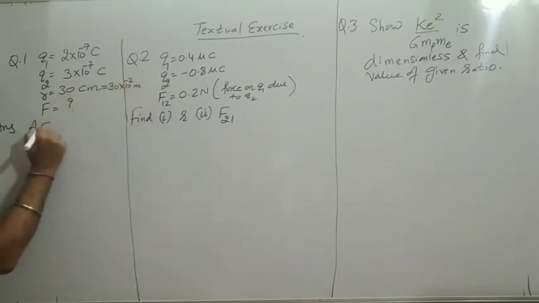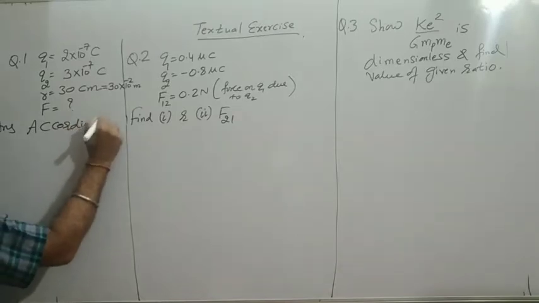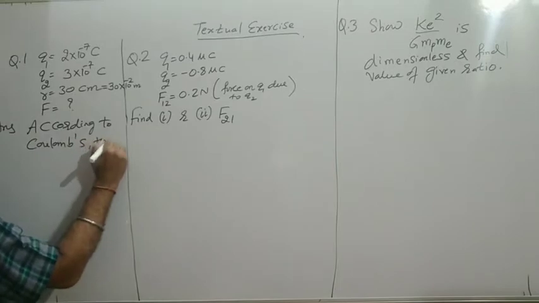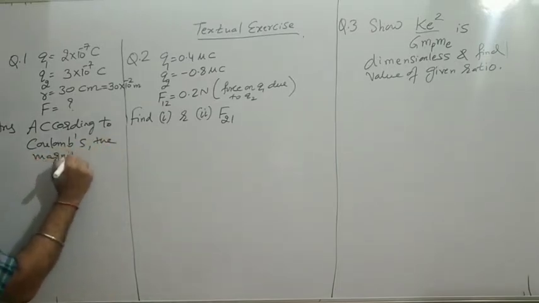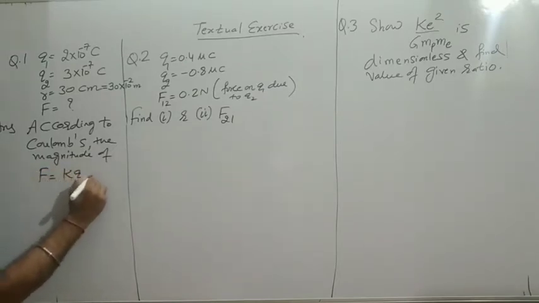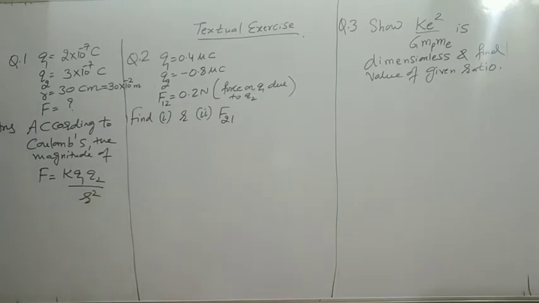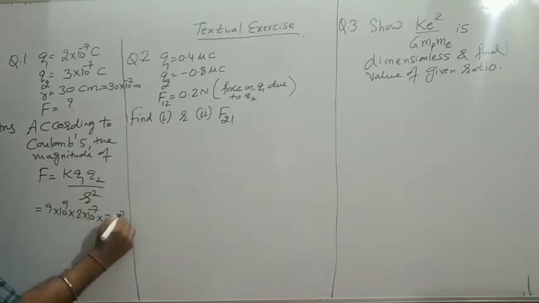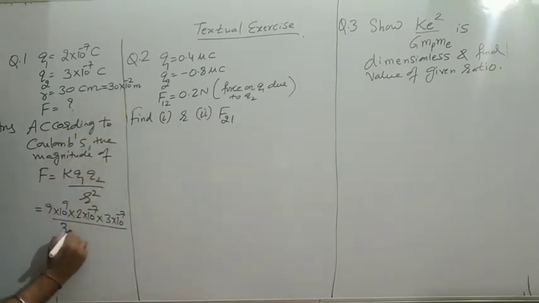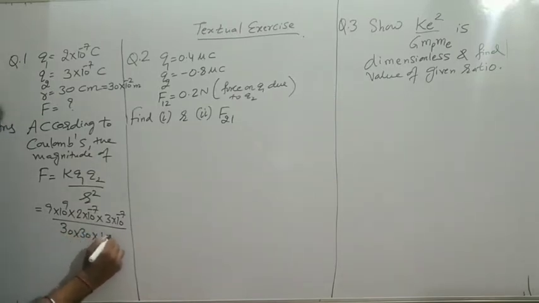Now, as far as theory is concerned, we have to simply write, according to Coulomb's law, the magnitude of force F is equal to K Q1 Q2 upon R square. So this is equal to 9 into 10 raised to 9 into 2 into 10 raised to minus 7 into 3 into 10 raised to minus 7 divided by R square. So 30 into 30 into 10 raised to minus 4.